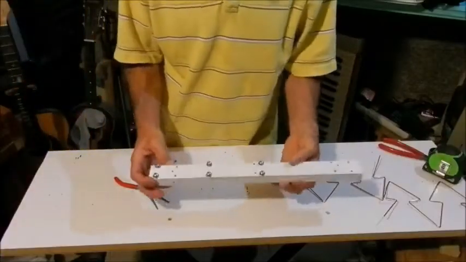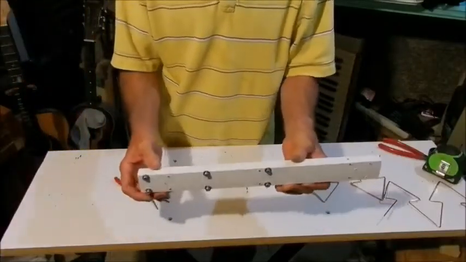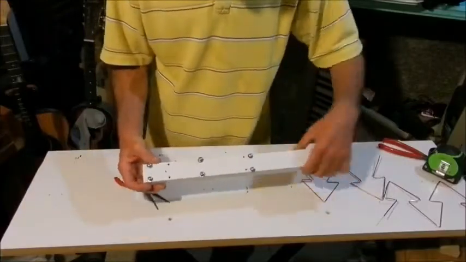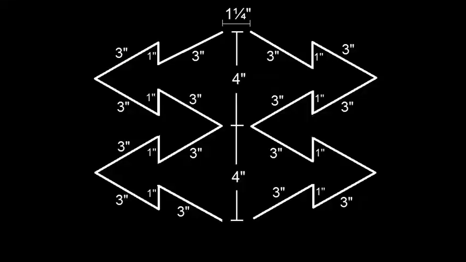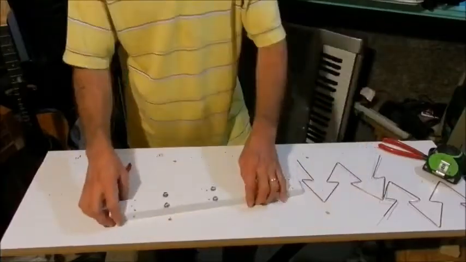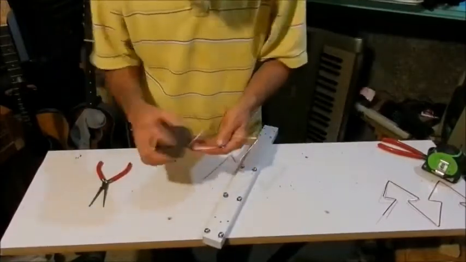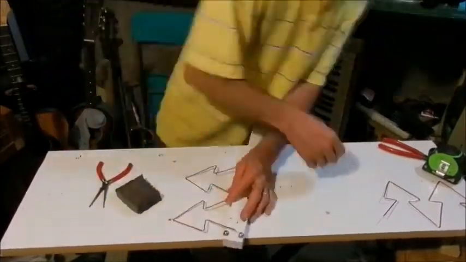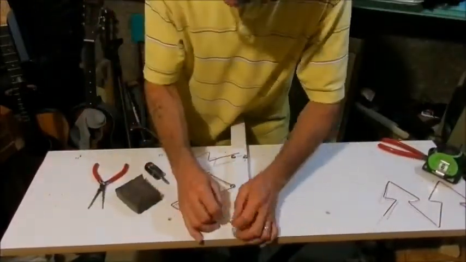I already installed my screws and washers on the base. They're 4 inches apart and 1¼ inches apart, just like in the diagram. Don't forget to sand down the contact points where the matching transformer connects.